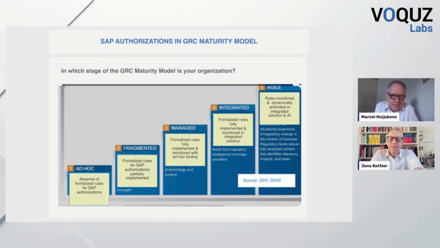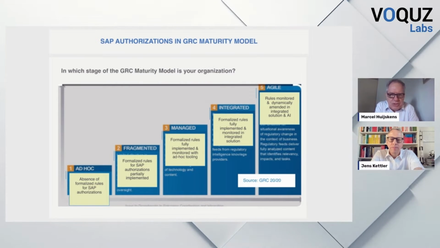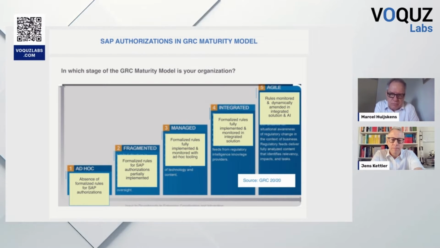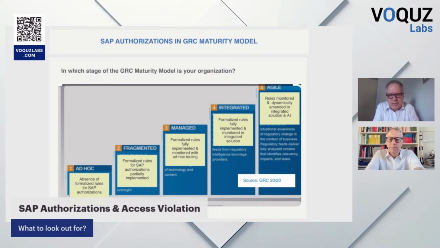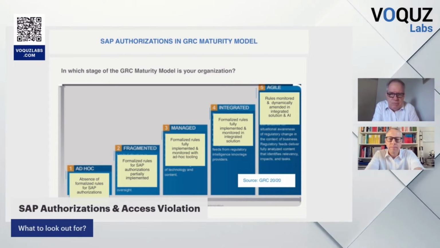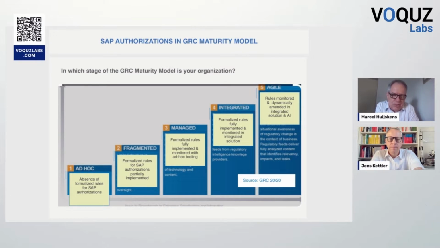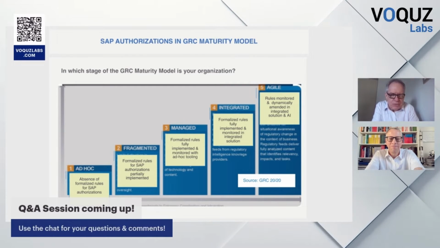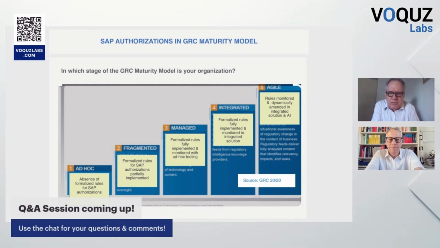So it also depends a lot on which stage of maturity you are in. This is a model of the GLC maturity that is launched by GLC 2020. It's a generic topic about regulations and compliance with regulations, and what we projected here is SAP authorizations. In the very early ad hoc stage, customers do not really realize that SAP authorization is that important. They have a lack of formalized rules for how to deal with authorizations, so it is really an ad hoc response to issues.